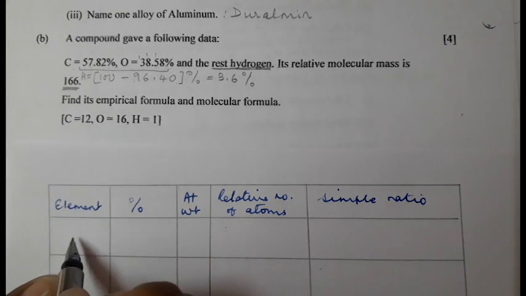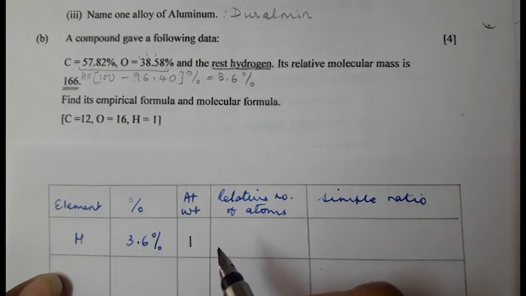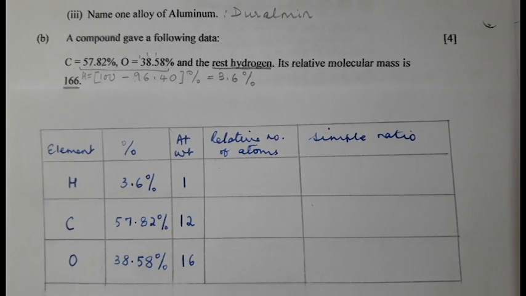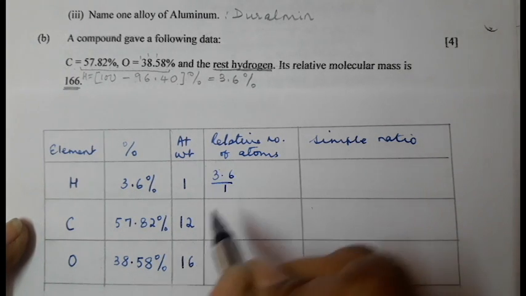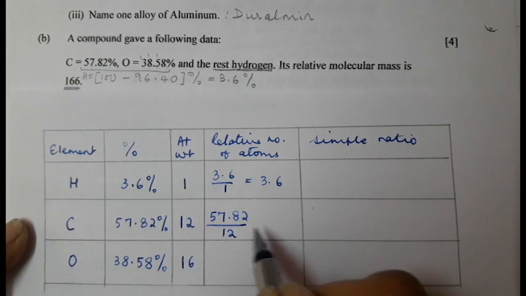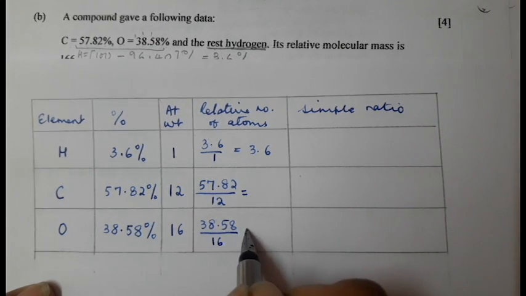The first element I want to write is hydrogen. We've already shown here the hydrogen percentage. So 3.6%, atomic weight is 1, then we'll write carbon and then we'll write oxygen. Carbon is 57.82%, atomic weight is 12, oxygen is 38.58% and here atomic weight is 16. The relative number of atoms will be 3.6 divided by 1, which is 3.6. Then we have 57.82 divided by 12, and here it will be 38.58 divided by 16.